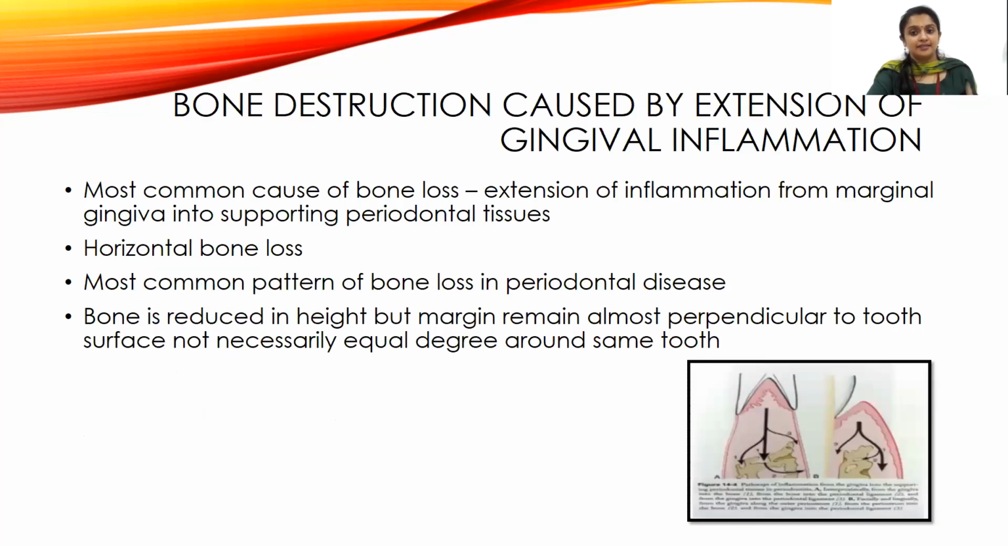Now, bone destruction caused by extension of gingival inflammation. The most common cause of bone loss is extension of inflammation from the gingiva into the supporting periodontal tissues. As a result, there will be mainly horizontal bone loss rather than vertical bone loss. You find that the height of the bone is reduced, and it is the most common pattern of bone loss in periodontal disease. Bone is reduced in height, but the margins remain almost perpendicular to the tooth surface, not necessarily to an equal degree around the same tooth. So it may not be the same height, but there will be a reduction in height of the bone.